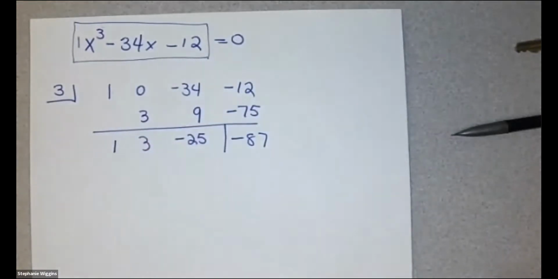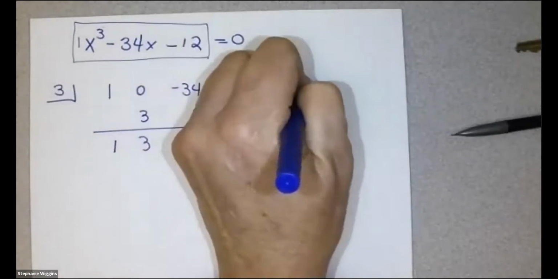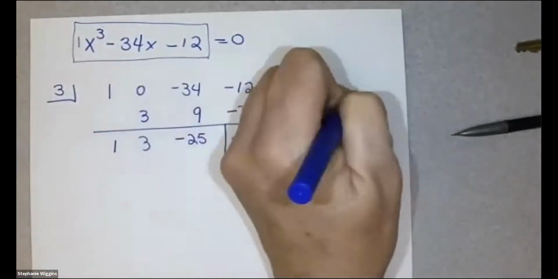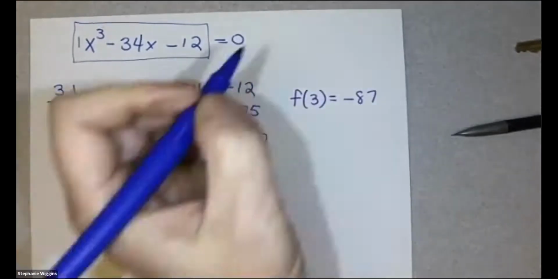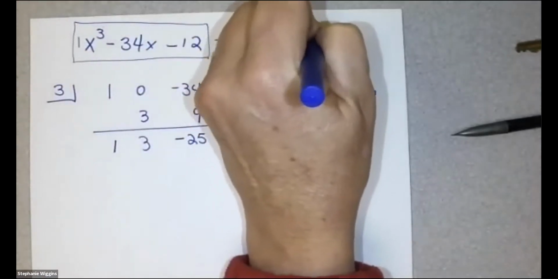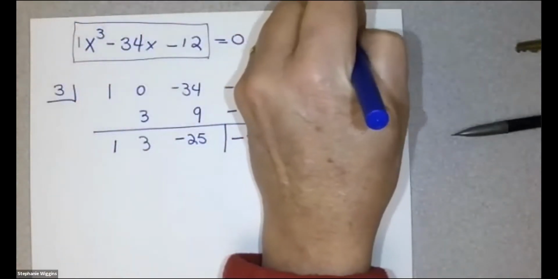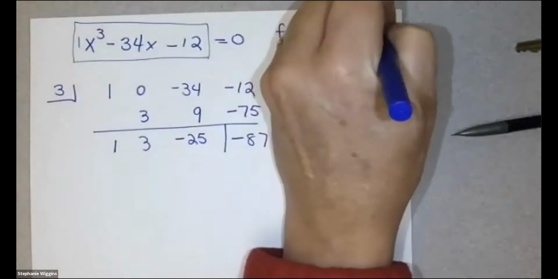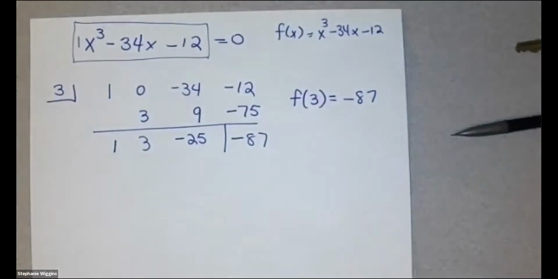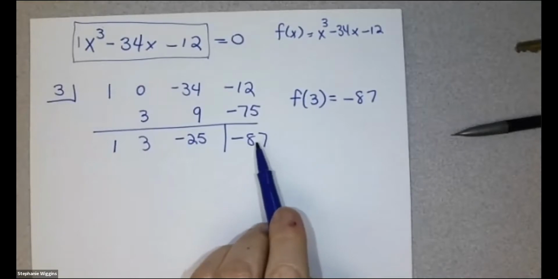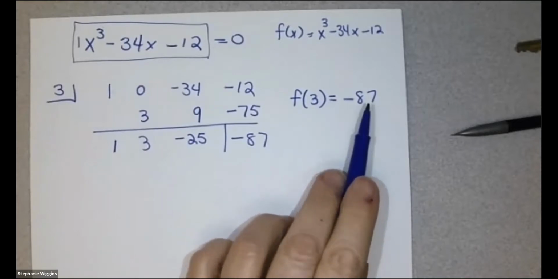What does this tell me? All this tells me is that f of 3 equals negative 87. In other words, f of x being this polynomial. So make sure you know how to evaluate a function using synthetic division. And this is all you do. You take your value that you're plugging in, the 3, and your remainder is the answer. Okay?